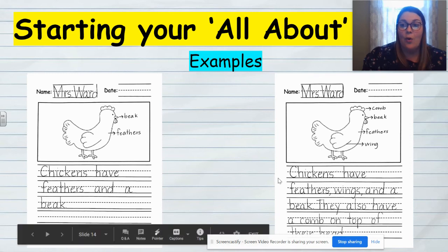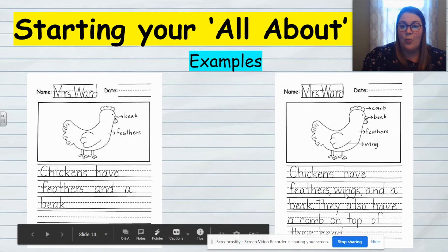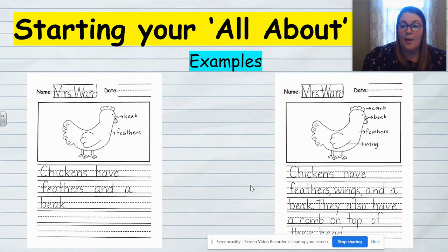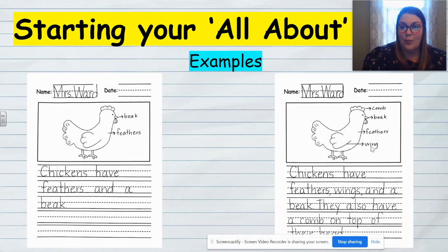So I shared all the information that was in my have box. So it says chickens have feathers, and then a comma, wings, comma, and a beak. They also have a comb on top of their head. And then I added all those different labels. So here's the comb, beak, feathers, and wing. And if you run out of paper, you always can use more than one sheet.